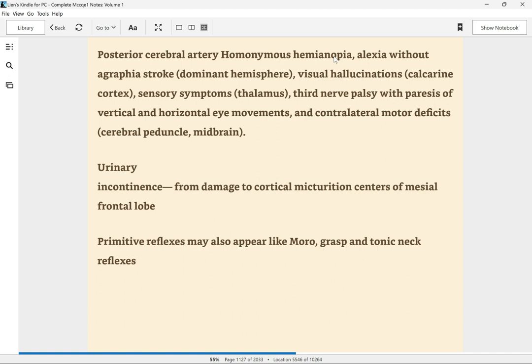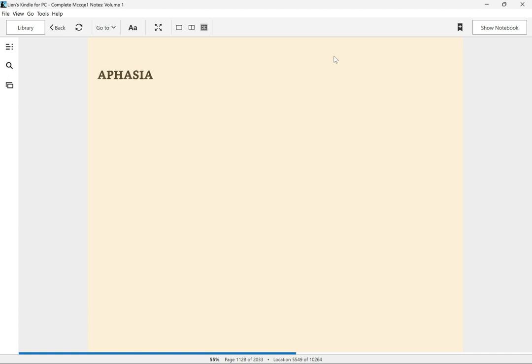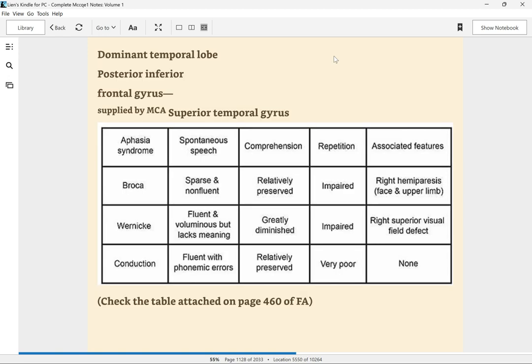Urinary incontinence from damage to cortical micturition centers of the mesial frontal lobe. Primitive reflexes may also appear, like Moro, grasp and tonic neck reflexes. Aphasia: dominant temporal lobe, posterior inferior frontal gyrus supplied by MCA, superior temporal gyrus. Check the table attached on page 460 of FA.